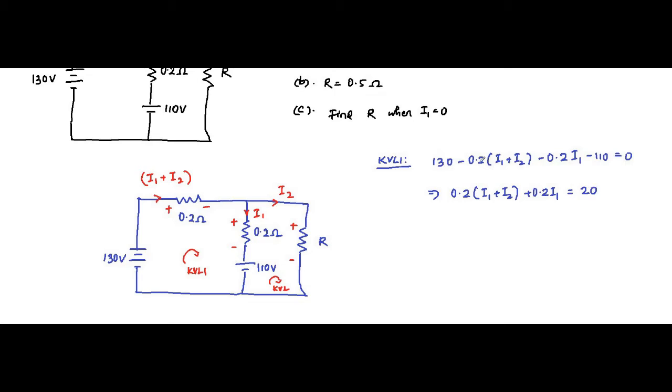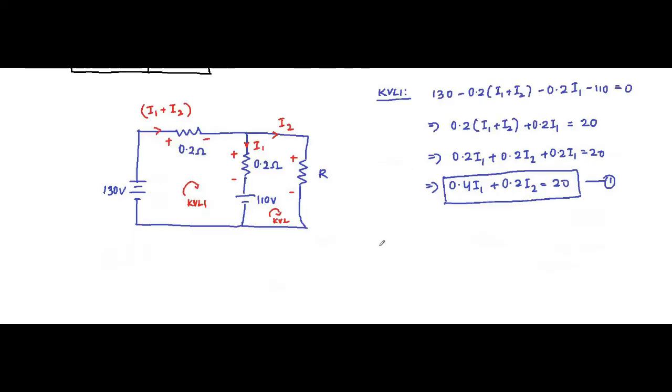That we have kept on one side, and the minus 0.2 into (I1 plus I2) and minus 0.2 I1 we have taken to the other side, so it became positive. Simplifying further, it will be 0.2 I1 plus 0.2 I2 plus 0.2 I1 is equal to 20. That implies 0.4 I1 plus 0.2 I2 is equal to 20. This is the first equation.